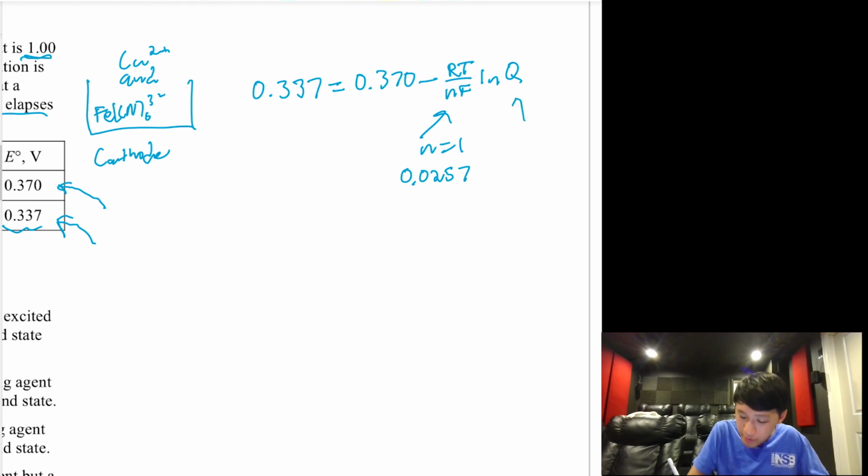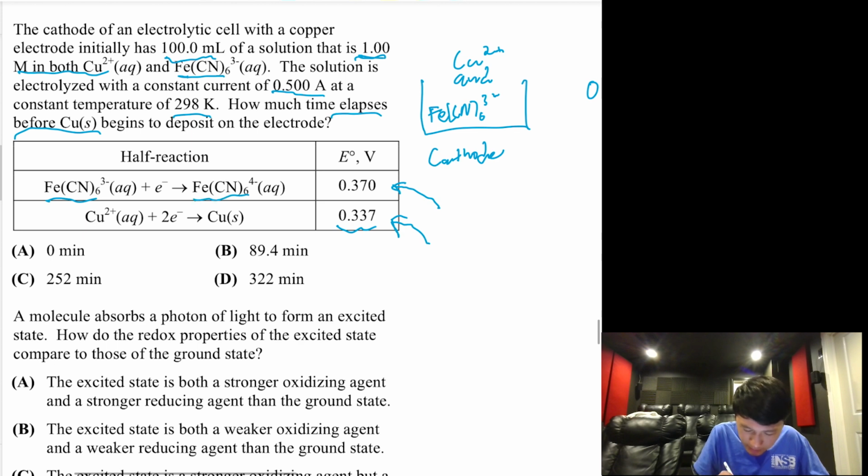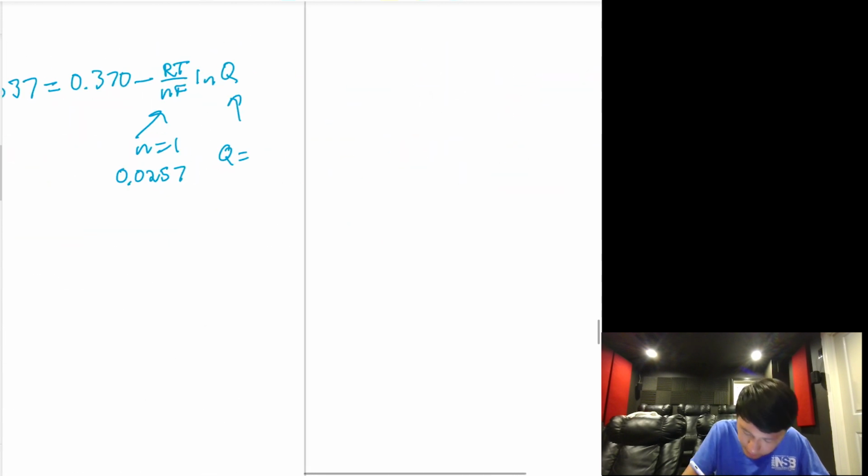We also know that Q, the reaction quotient, in this case, is going to be this species over this species. So it's going to be the concentration of Fe(CN)6 4- over Fe(CN)6 3-.